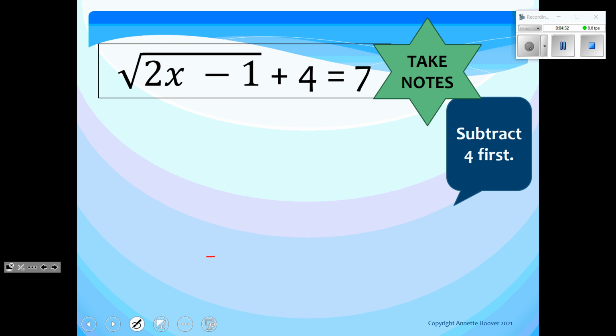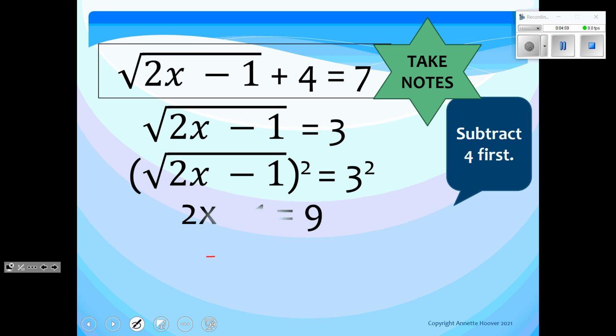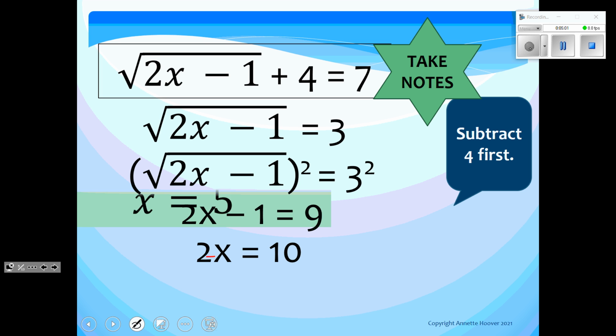So the important thing to remember is to always get the radical by itself on one side of the equation, and then you're going to square both sides, and then solve your two-step equation.